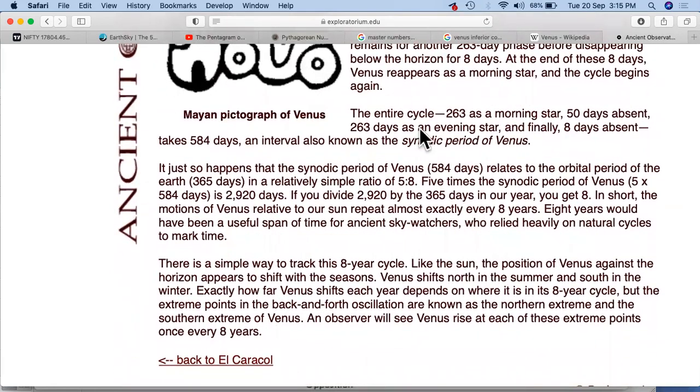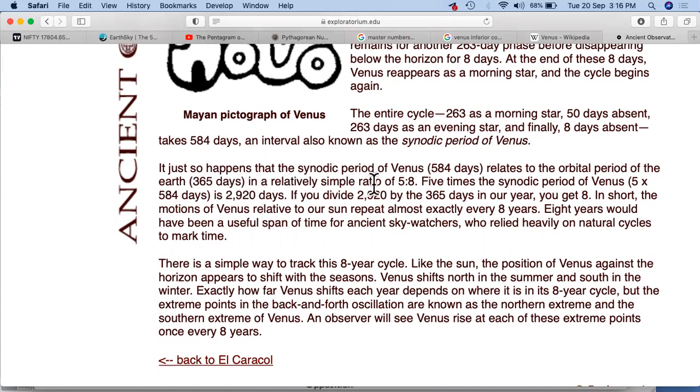The entire cycle, 263 days as a morning star, 50 days absent, 263 days as an evening star, and finally 8 days absent, takes 584 days, an interval also known as the synodic period of Venus, right? So this is something pretty interesting to know altogether. It just so happens that the synodic period of Venus, 584 days, relates to the orbital period of Earth, that is 365 days. Now, how these two are being related, let's see.